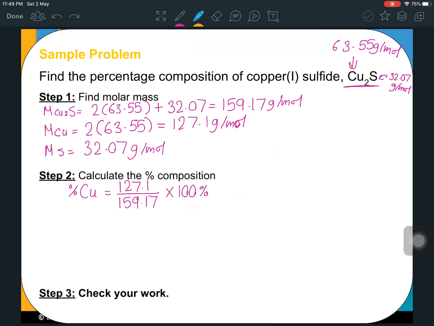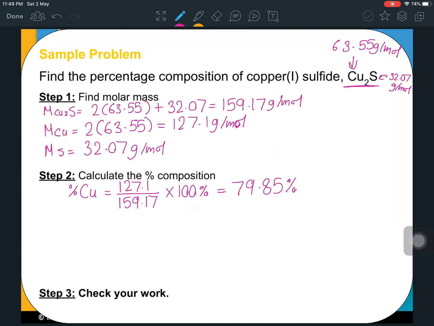All right, so now let's go ahead and calculate that up. It ends up being about 79.85%. So 79.85% of this entire compound is made up of copper.